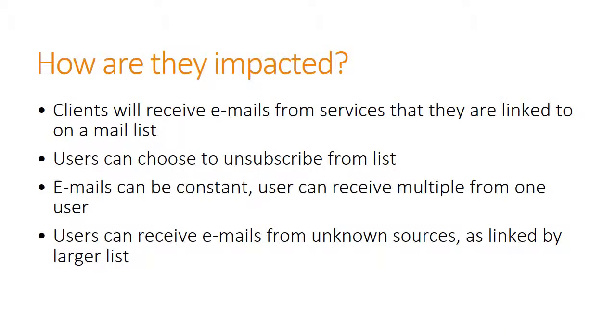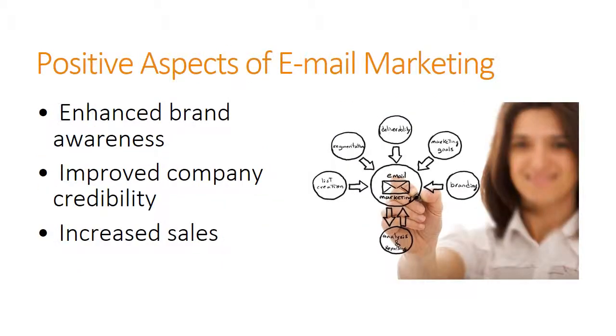So how are these stakeholders being impacted? The clients will receive emails from services that they're linked to on a mailing list, and the users can choose to unsubscribe from the list. Emails can be constant, and the user can receive multiple from one user, and users can receive emails from unknown sources as linked by a larger list, like the opt-in list.